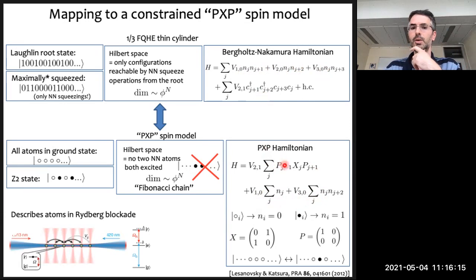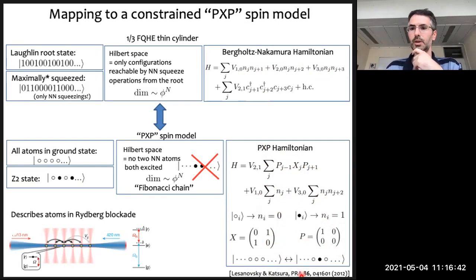And the hopping term becomes this PXP model, where X is the usual Pauli matrix and P is the projector on the ground state of the spin. So it has this form in the usual representation. The meaning of this PXP Hamiltonian is that it allows you to flip a spin if and only if both neighbors are in the ground state. Otherwise, you can't flip. Okay, so that's the formal mapping.